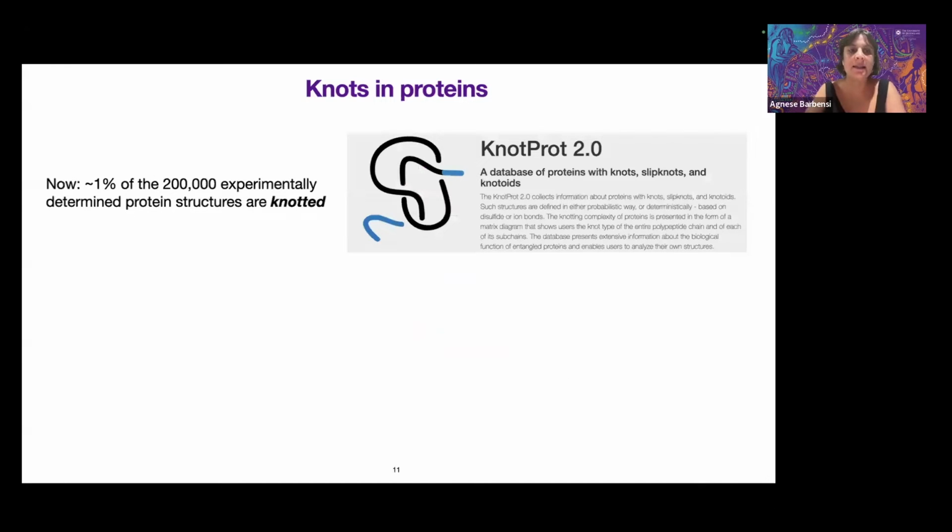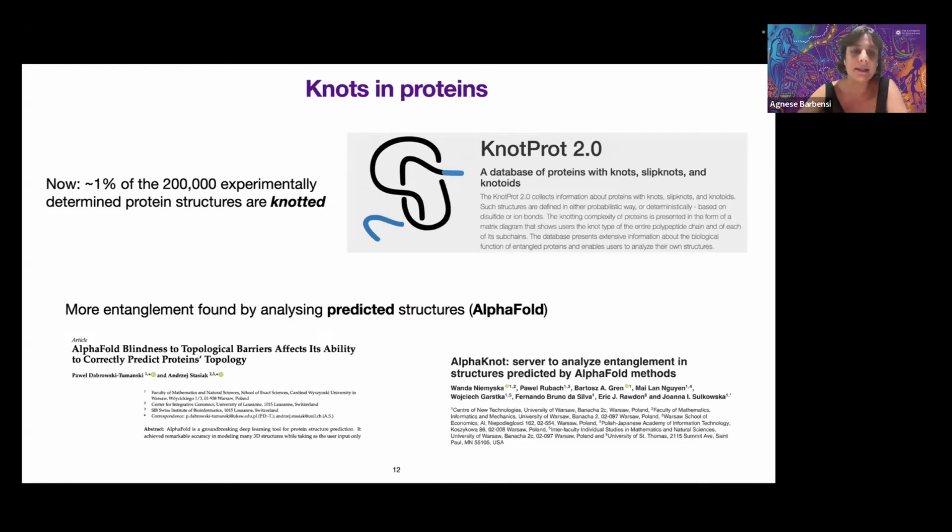We now know that roughly 1% of the approximately 200,000 experimentally determined protein structures are knotted or contain some form of entanglement. And more recently, Sulkowska's group and Pavel Dabrowski, Tomasky, and Rystasiak analyzed the presence of knots in structures predicted by AlphaFold, and more entanglement was found by analyzing these structures.